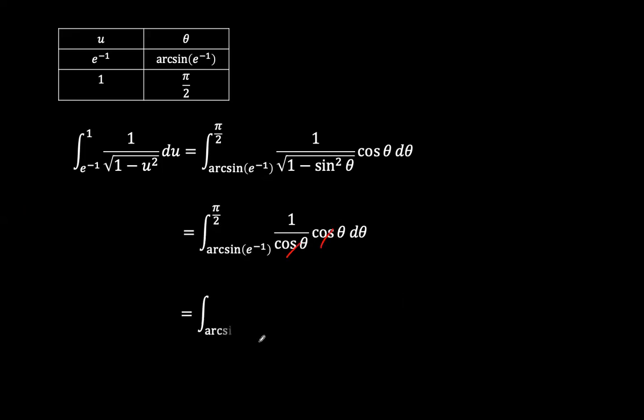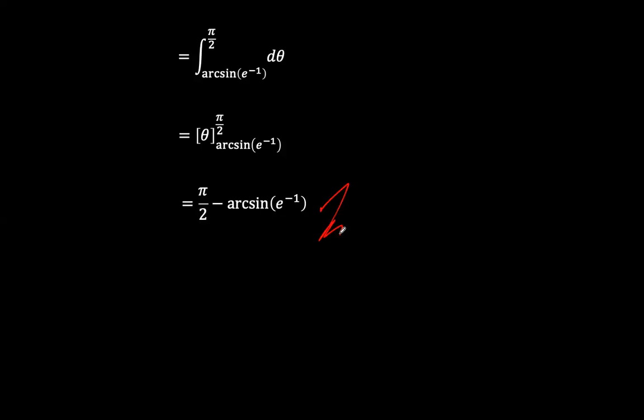And so we are left with the integral from theta equals arc cosine e to the power negative 1 to theta equals pi over 2 of 1. And that results in theta with the limits shown here. And so we have pi over 2 substituting, minus the lower limit arc cosine e to the power negative 1. And this is the answer.